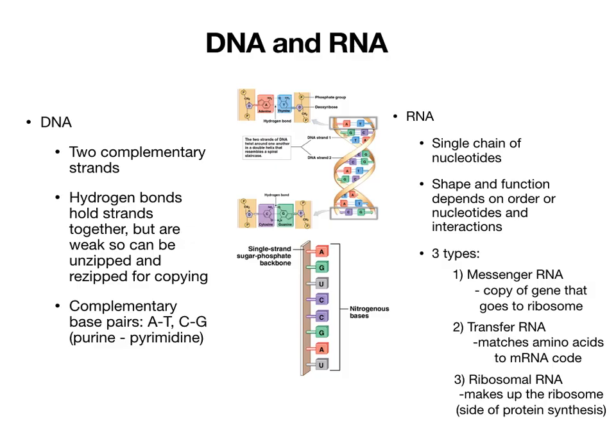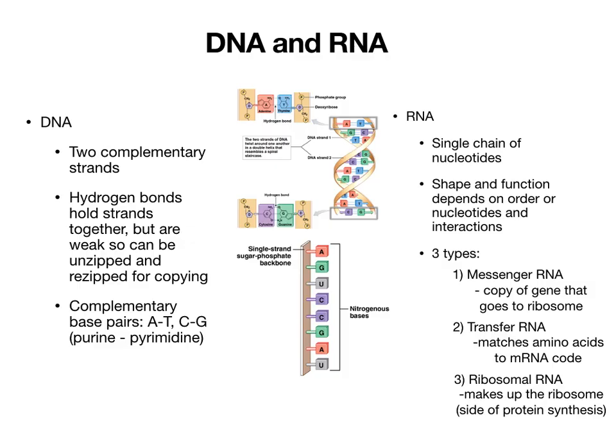So DNA and RNA. DNA is 2 complementary strands creating that double helix. The hydrogen bonds hold strands together but are weak, so they can be broken and unzipped and re-zipped for copying, which is important for that RNA production. The complementary base pairs are adenine and thymine, and cytosine and guanine, which is that purine-pyrimidine combination of bonding.